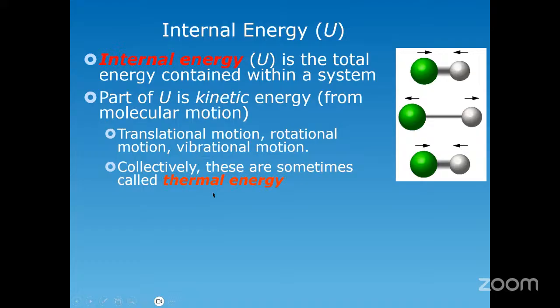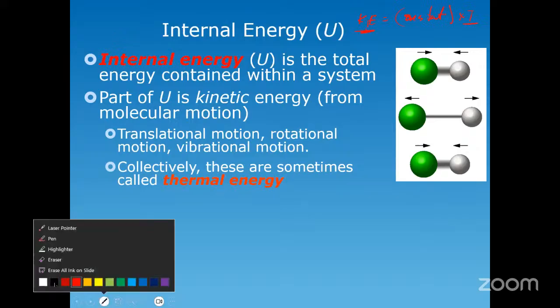And we saw this earlier in chapter 5. If you remember, there was a formula I showed you where the kinetic energy is equal to some constant multiplied by temperature in Kelvin, right? So there's a direct relationship between the temperature in Kelvin and the kinetic energy, all right? So that's why it's called thermal energy sometimes.